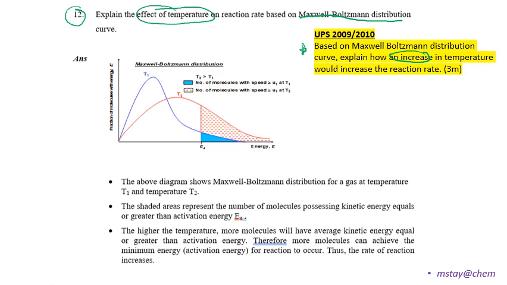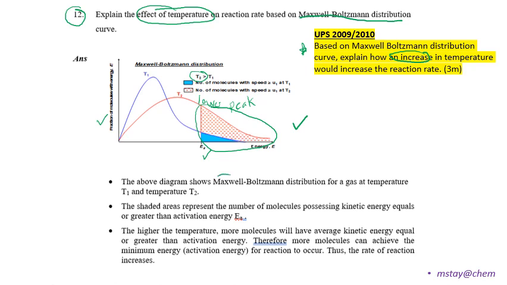Like we just mentioned, we have to label the axes, and the shape of the curve must be correct, and the peak for the higher temperature, T2, is lower. And the area at the tail here is also bigger. So the graph has no problem already. Then we need to do some explanation.